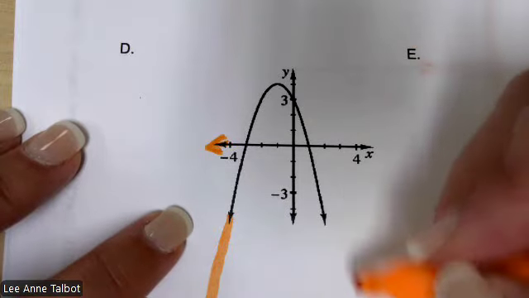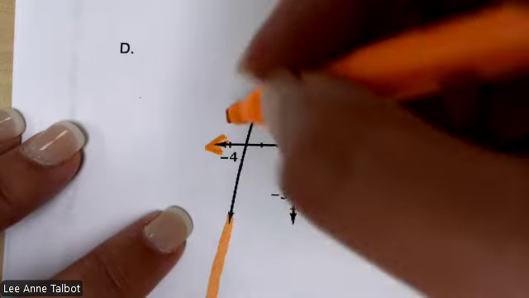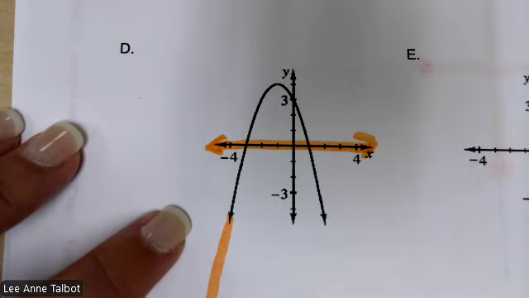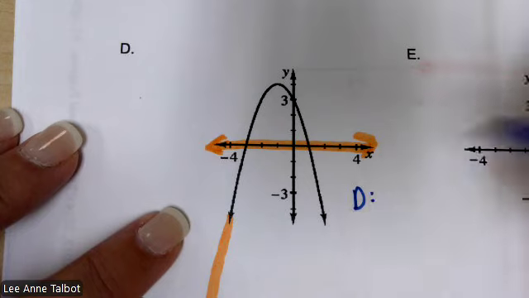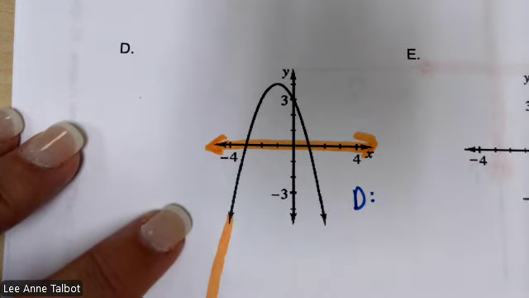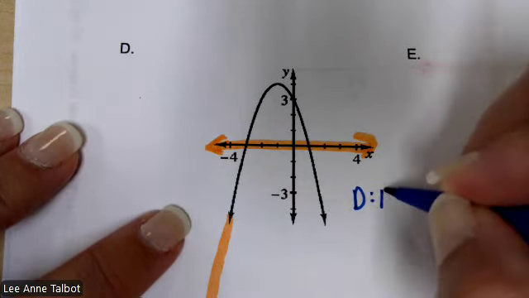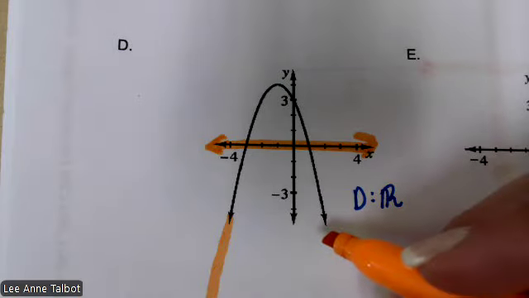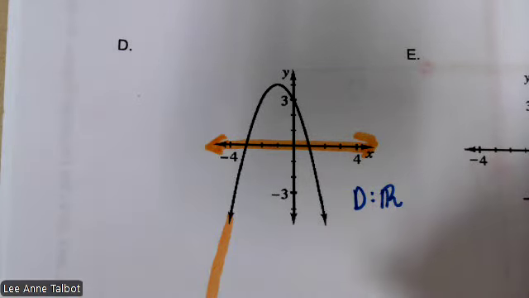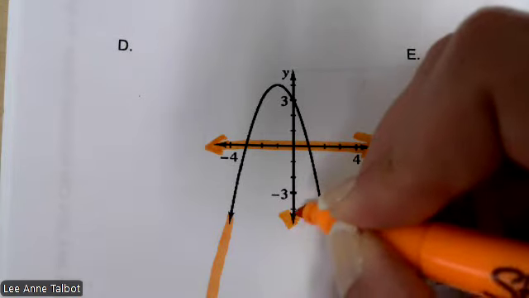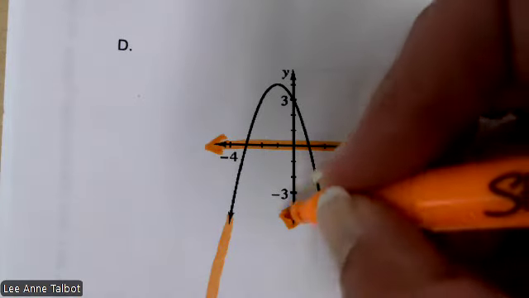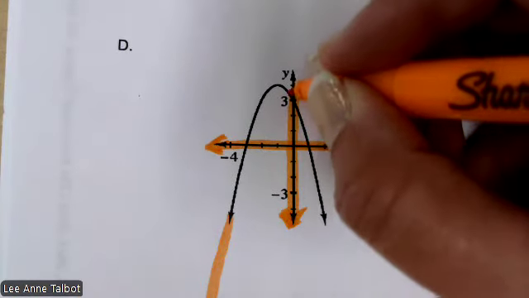Okay, is it going to go forever right? Yes. So what would the domain be? All real numbers. Okay. Now, this is the spicy part here. Is my graph going to go forever down? Yes. Okay, it's going to go forever down, but what is the tippy top of it for?